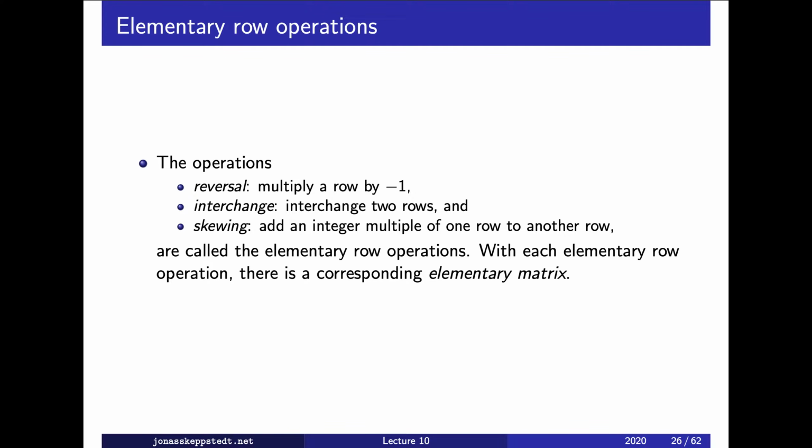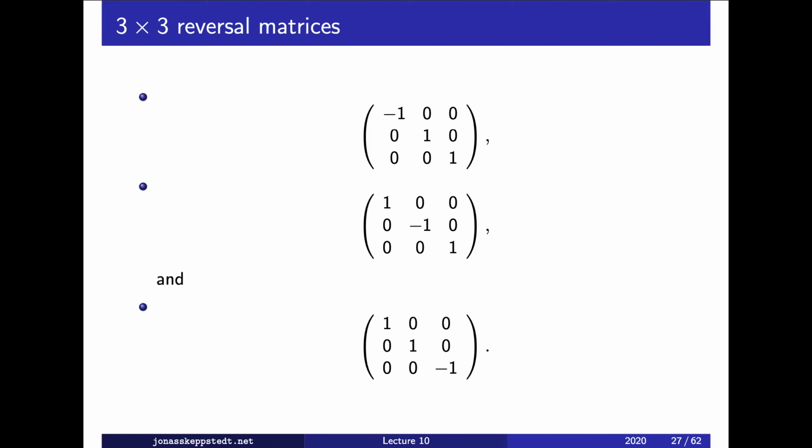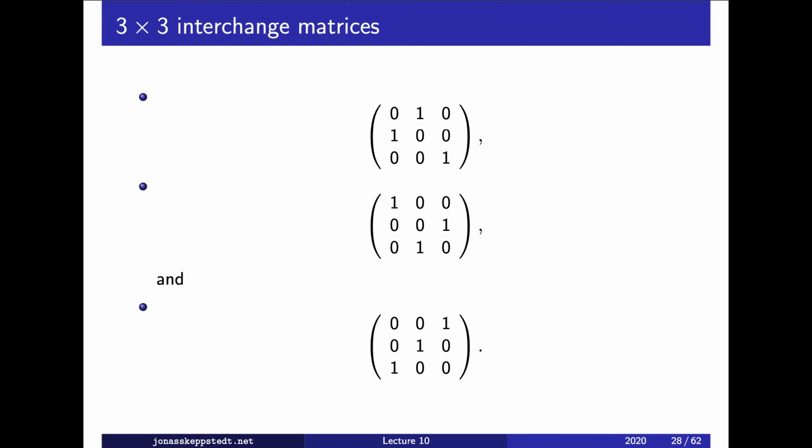These operations are similar to the operations that are done in Gauss elimination. And they are called elementary matrices. So here are three times three reversal matrices. And here, for instance, if we want to reverse the first row in a matrix, we multiply this matrix with the other matrix, and then we have negated the first row, etc.